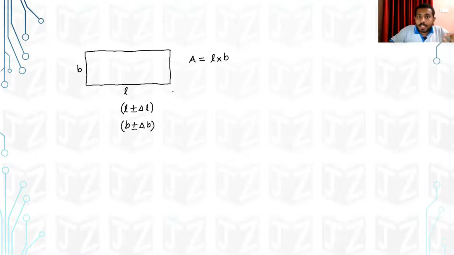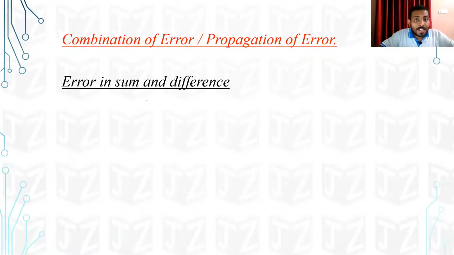Now you understood that there is an error in the length and breadth measurements. Then using this length and breadth, you calculated the area. So there will be some error in the area also, right? So how do we calculate the error that occurred in this area measurement? Now we are going to study how errors propagate, or how errors combine and give errors in our results. First, we will learn how errors propagate when we do the sum and difference.